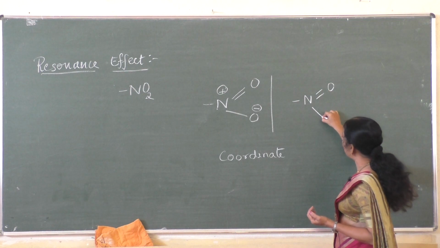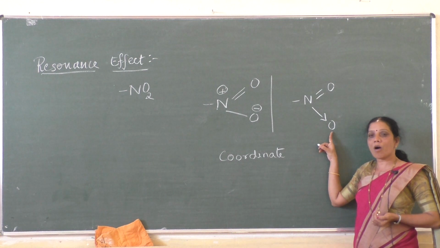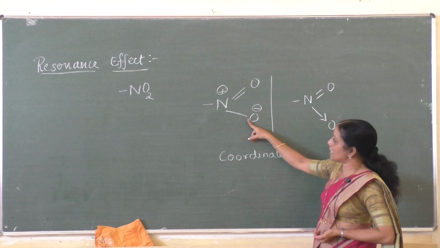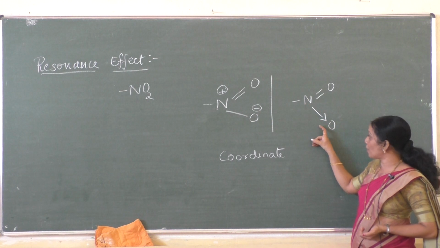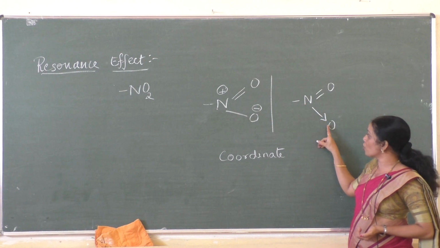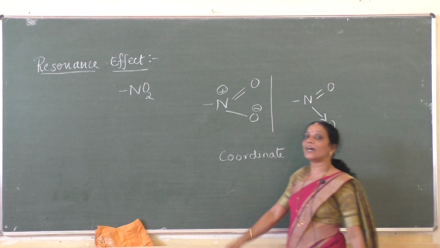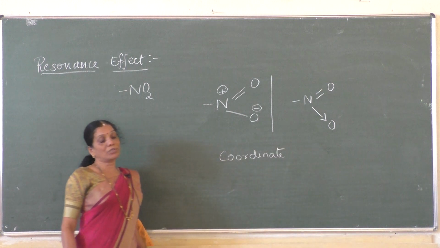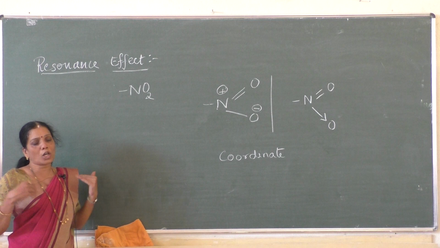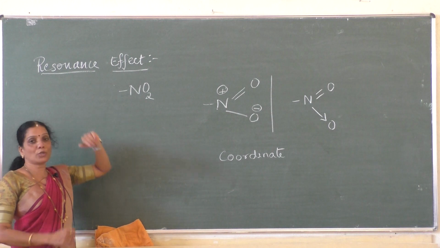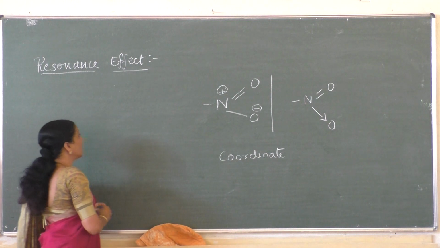Instead of writing plus and minus here, we can also indicate the coordination bond by writing an arrow mark, where the arrowhead points towards the oxygen atom. Either we can write plus and minus, or we can write the arrow mark with the arrowhead pointing towards the oxygen. This shows that the electron is donated to the oxygen, and nitrogen is in the state of electron deficient. Now this nitro group, if it is attached to an aromatic ring, always shows the negative resonance effect. How does this negative resonance effect take place in the nitro group?